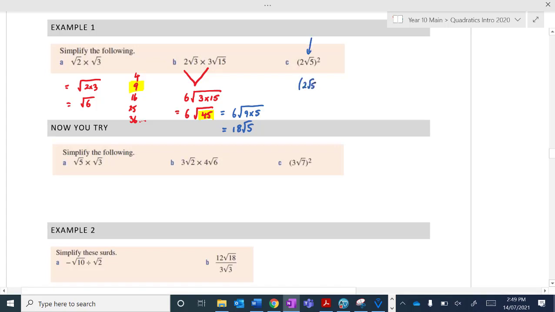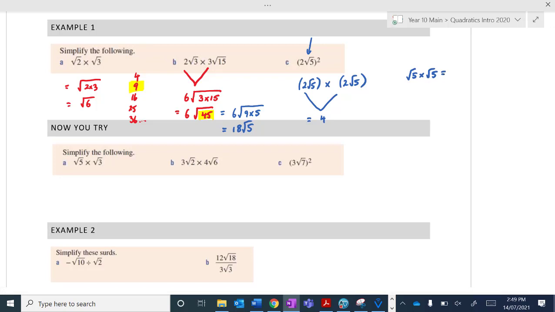2 root 5 squared is the same as 2 root 5 times 2 root 5. You don't even need the bracket there, but of course, let's do that. 2 times 2 is going to be 4. And what's root 5 times root 5? Root 5 times root 5 is 5, just 5.